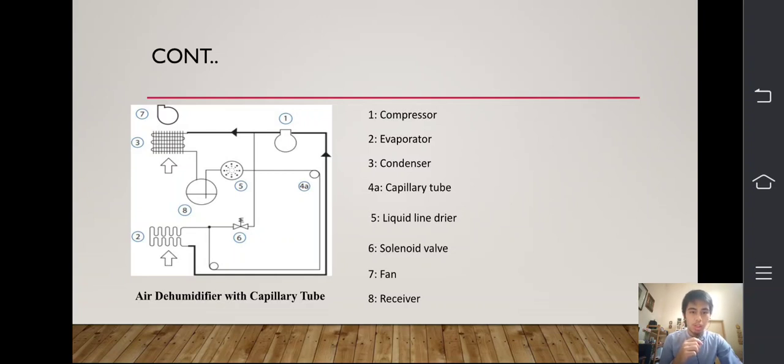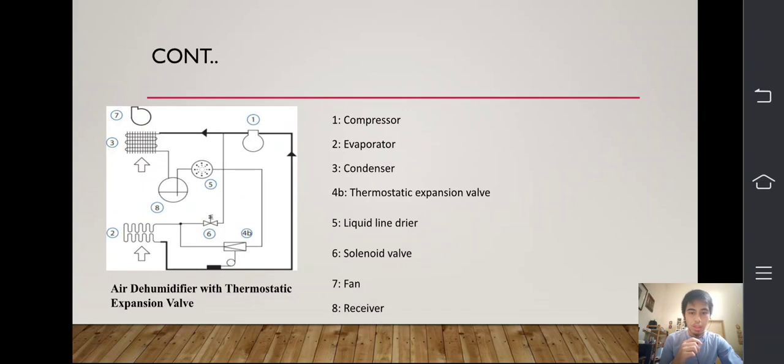Now we continue with another example, an air dehumidifier with a thermostatic expansion valve. This is also labeled: number 1 is the compressor, number 2 the evaporator, number 3 the condenser, 4B the thermostatic expansion valve, number 5 the liquid line dryer, number 6 the solenoid valve, number 7 the fan, and number 8 the receiver.